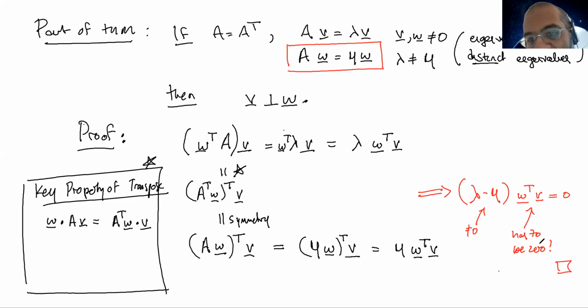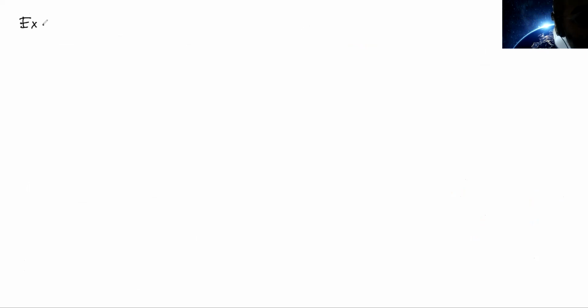Yes, somebody's saying if they're zero, then they have to be orthogonal. That is correct. That's how the proof is. So that's the proof of a small part of the spectral theorem. Let me now explain the meaning of the theorem, or first, let me show you an example. Here's an example. Let's consider this simple symmetric matrix.